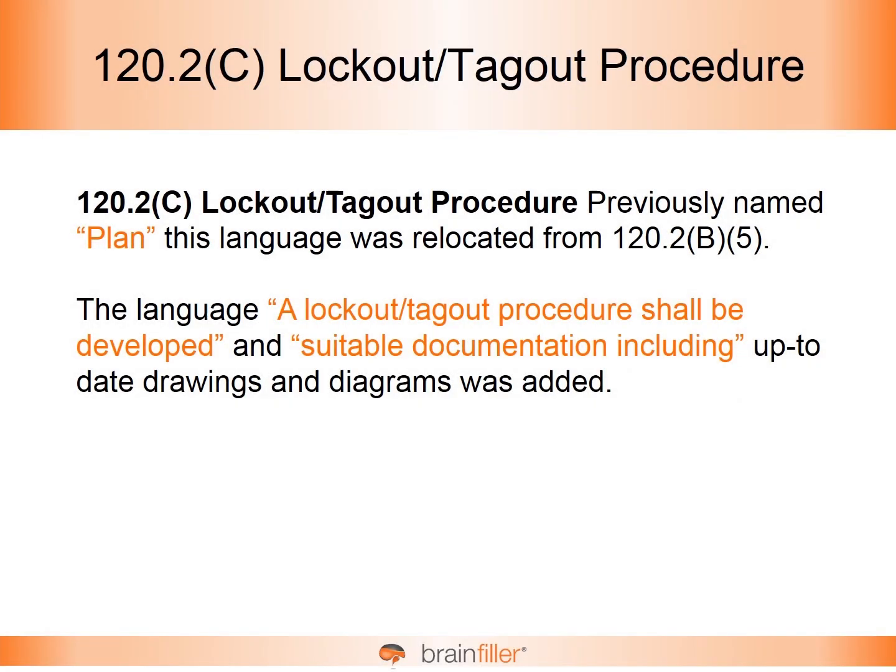Lockout tagout procedure. This was previously referred to as the plan. This language was relocated from 120.2b5, and the language, a lockout tagout procedure shall be developed and suitable documentation, including up-to-date drawings and diagrams, was added. That's always a bit of a trick when you're trying to put together a lockout tagout procedure, or reviewing where the sources of energy are, or even actually when you're trying to perform an arc flash study, trying to come up with up-to-date drawings. That's sometimes a bit of a trick.